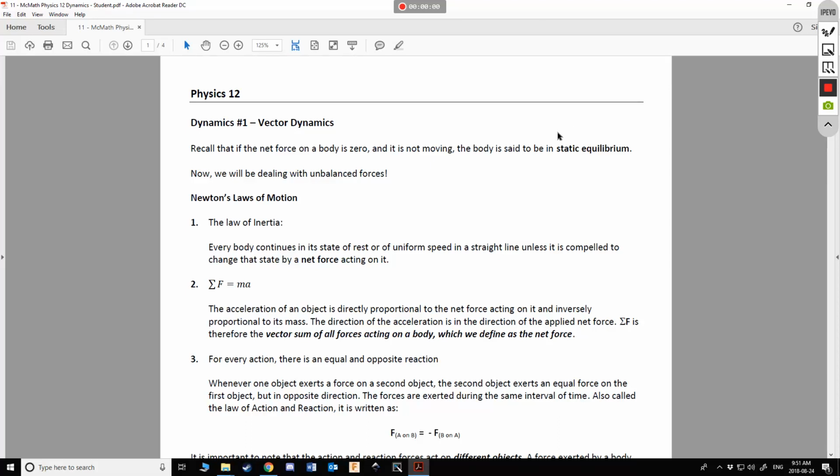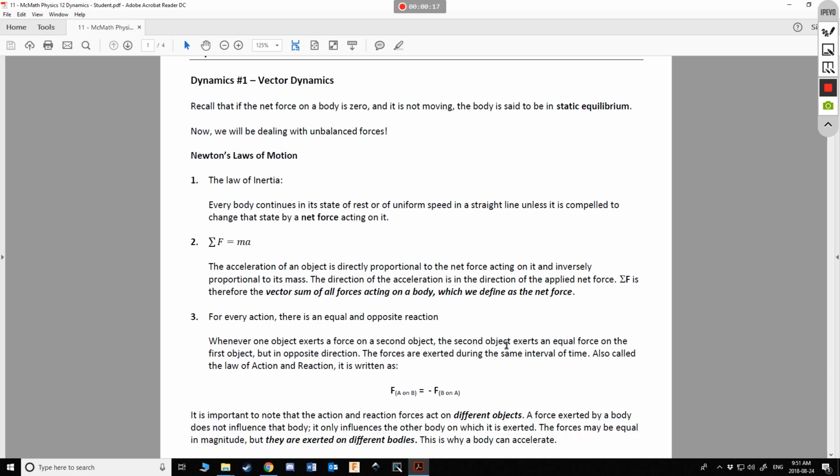Hey, today we'll be beginning Unit 3 on vector dynamics. So in grade 11, you learned about Newton's laws of motion. There's the law of inertia, F equals ma, and for every action there is an equal and opposite reaction. So in the previous unit, equilibrium, we saw what happens when the net force, F equals ma, is equal to 0. Now we'll be moving on to what happens when it no longer equals 0.